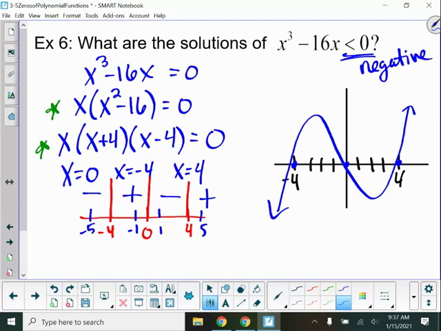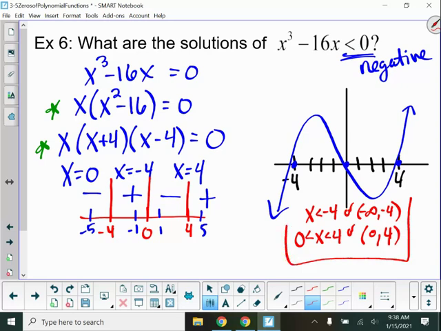If I'm looking where this is less than 0, that is where my graph is negative. So I want to name all the areas where my graph is below the x-axis. So from -4 to the left, we are below the x-axis. You can write that as x is less than -4, or you can write that as -infinity to -4. And then the graph is also negative from 0 to 4, or you can write that using interval notation. So you can write those in either way. And that would be your solution to the question. Those are the places where it's negative.